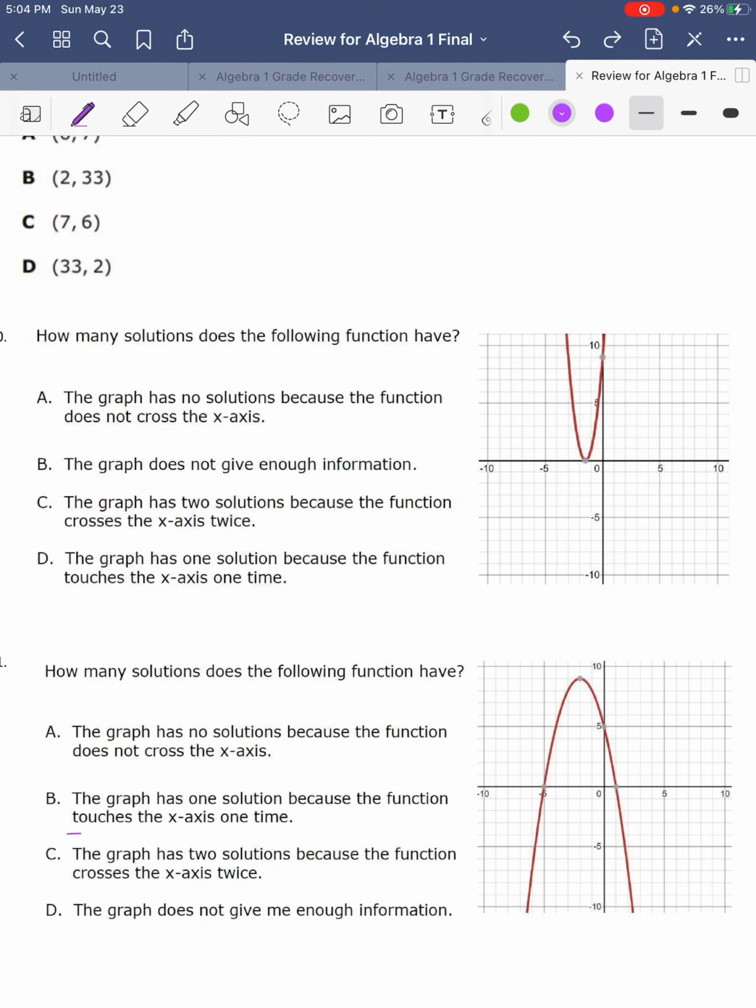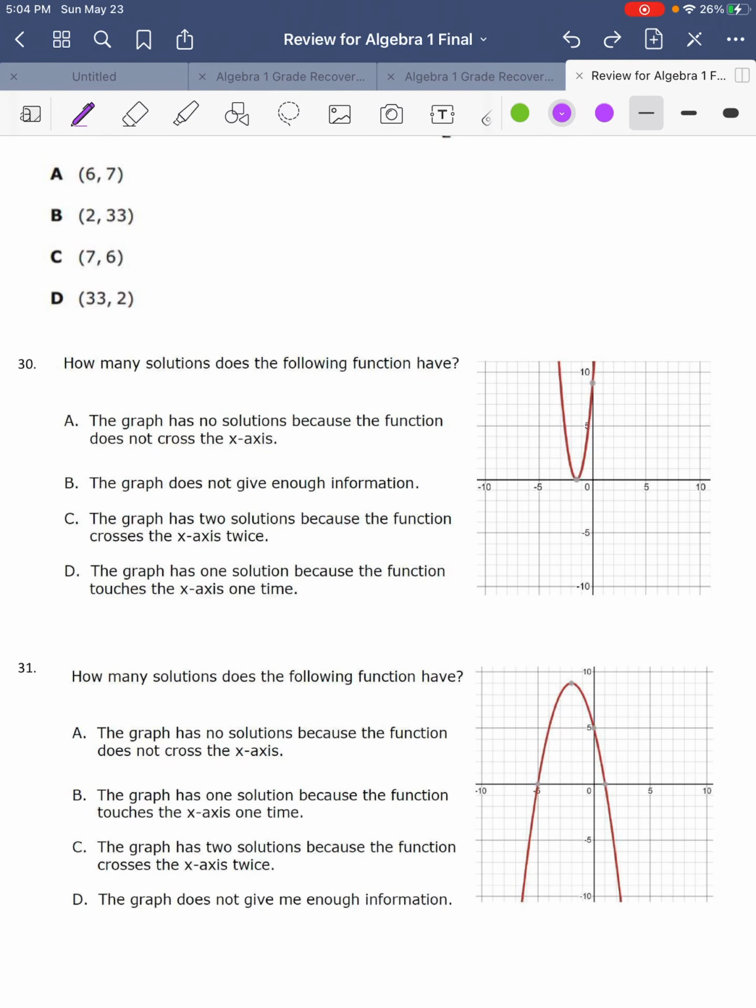Alright, so I'm going to start with question number 30. And I'm going to be writing with my hand for this, so it may be a little ugly. Alright, so 30 says, how many solutions does the following function have? And if you remember, a solution is the same thing as an x-intercept.